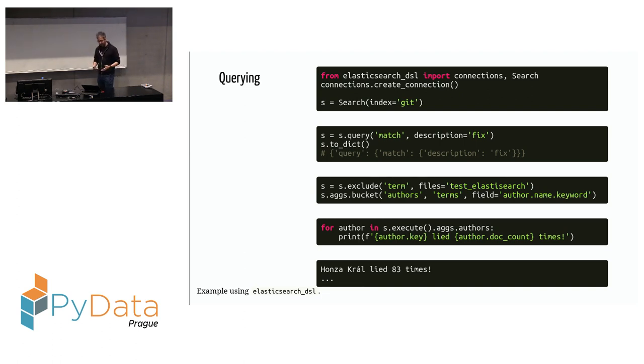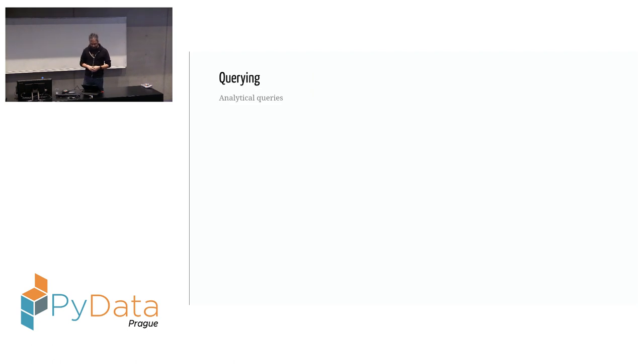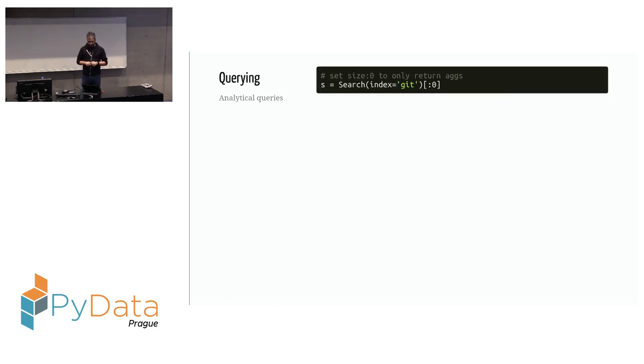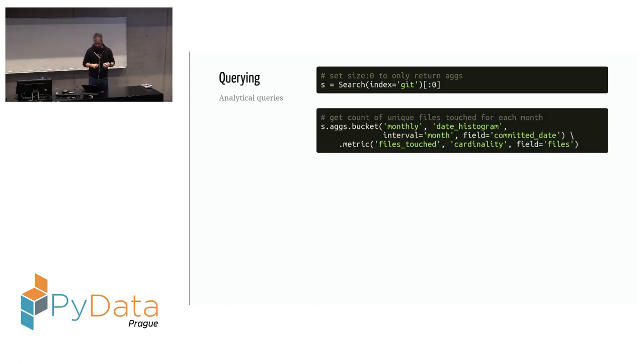So this is a simple query. Now we can go a little bit more complex, and because this is about data, let's do something more analytical. So we start with our search, but this time we do the Python slicing thing. So we are saying that we don't want any hits back. We don't care about individual documents. We'll only do aggregations here. And that allows some internal optimizations in Elasticsearch, et cetera. Nothing too special.